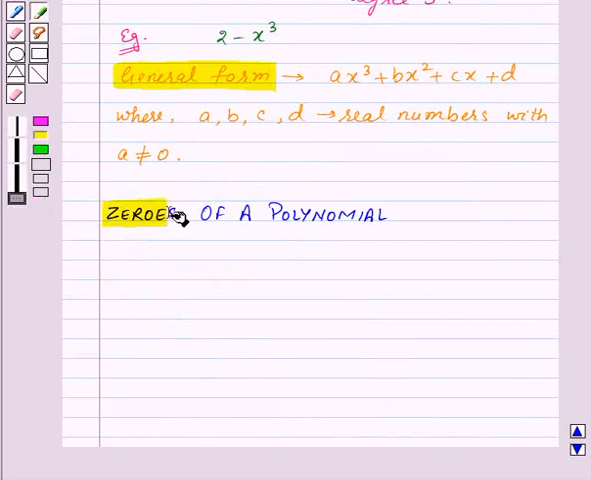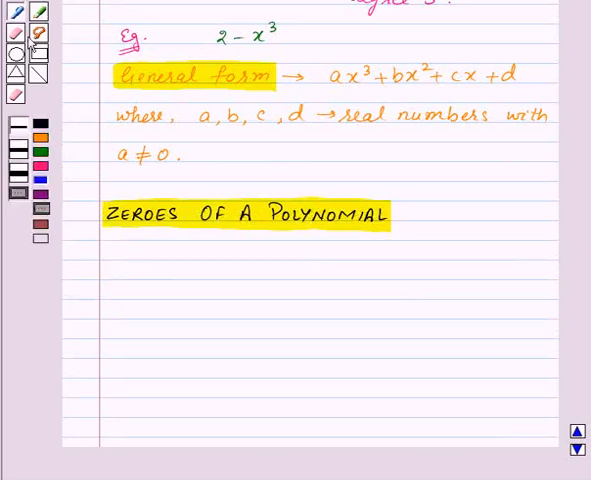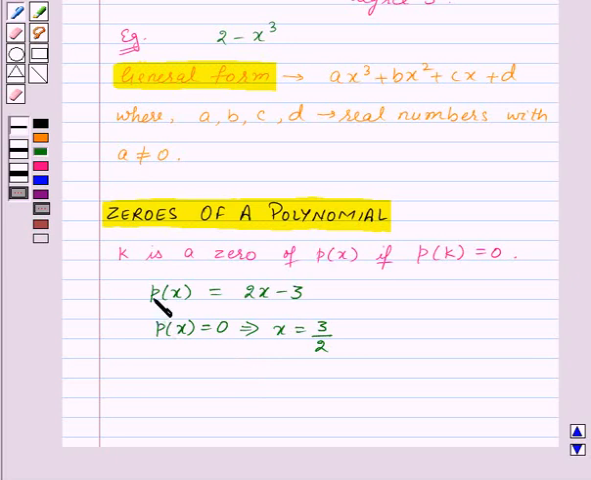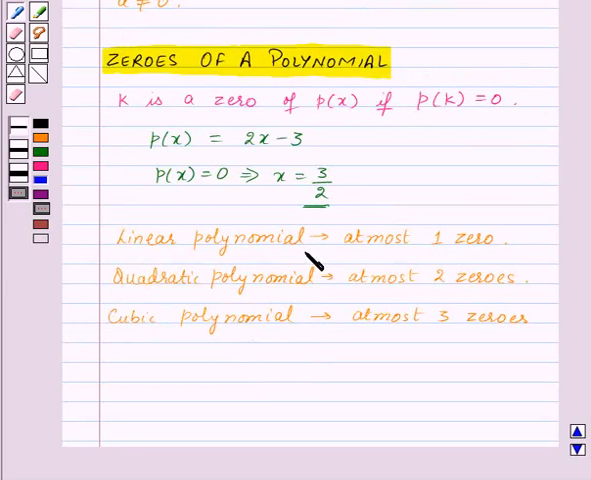Now let's start with zeros of a polynomial. A real number k is said to be a zero of a polynomial p of x if p of k is equal to 0. Here, for the polynomial p of x equal to 2x minus 3, 3 upon 2 is the 0 of the polynomial p of x. Now, a linear polynomial can have at most 1 zero, a quadratic polynomial can have at most 2 zeros, and a cubic polynomial can have at most 3 zeros.